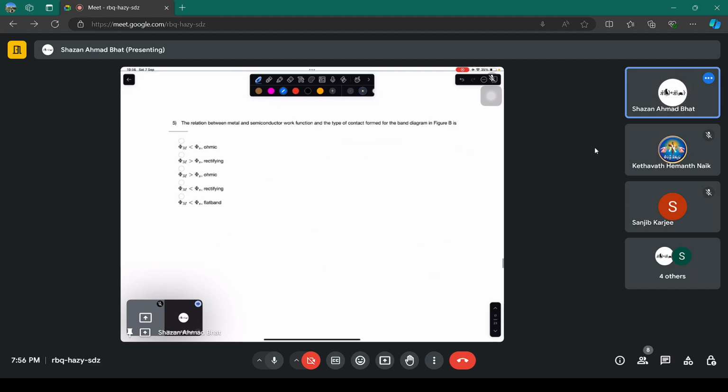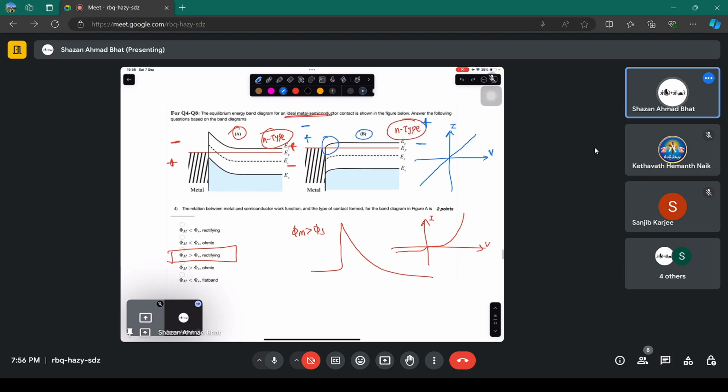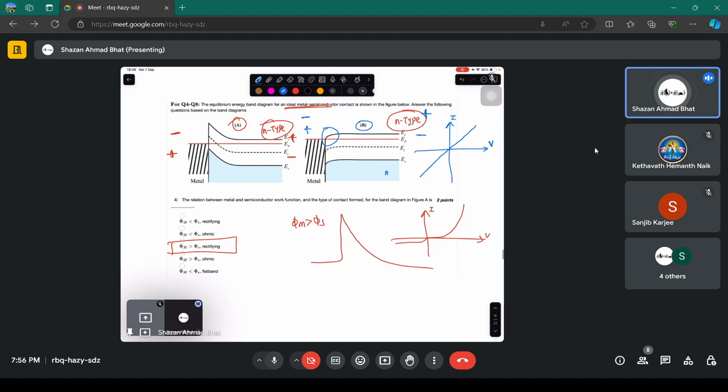So for the B part, it's going to be ohmic because the semiconducting work function is greater than, oops, not the rectifying. Semiconducting work function is greater than that of the metallic work function. Was it the case? That is the case, okay, because it's n-type. This is n-type also. Yes.